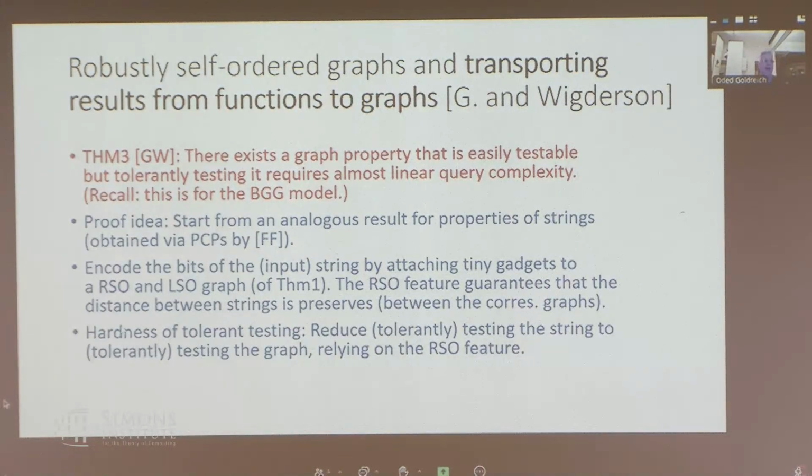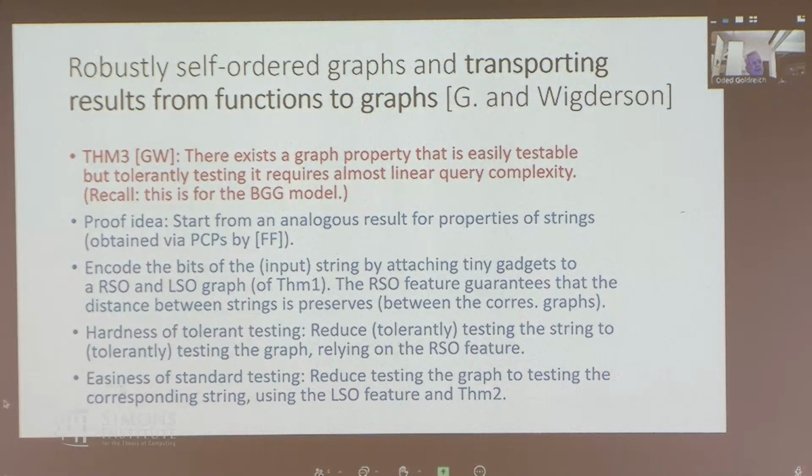So we want to prove hardness of tolerant testing. We do it by reducing; the reduction also works for non-tolerant, for general, but here I want to do it for tolerant because I want to show a lower bound on the graph property. I'm going to use a lower bound that I know on tolerant testing of the string property. So basically I'm reducing tolerantly testing the string to tolerantly testing the graph. Here I'm not using the local self-ordering, but I'm using the robust self-ordering feature. So I'm using the fact that you cannot move around the string. If you move around the string, you move around the graph, and if you move around the basic graph, then there are many mismatches by the robust properties that I discussed before. So that's the hardness of tolerant testing.